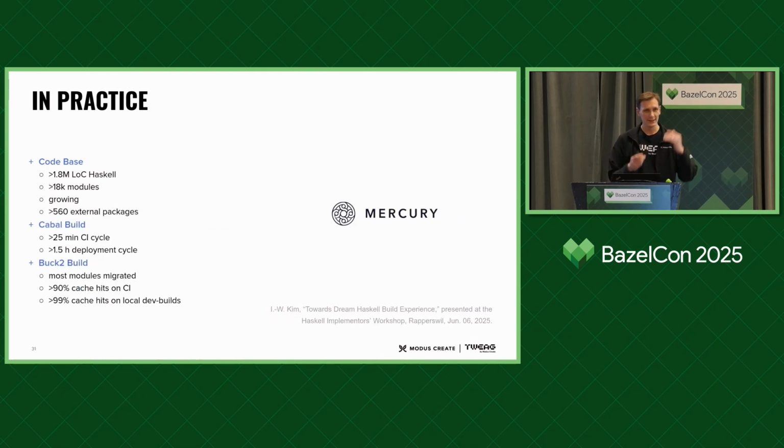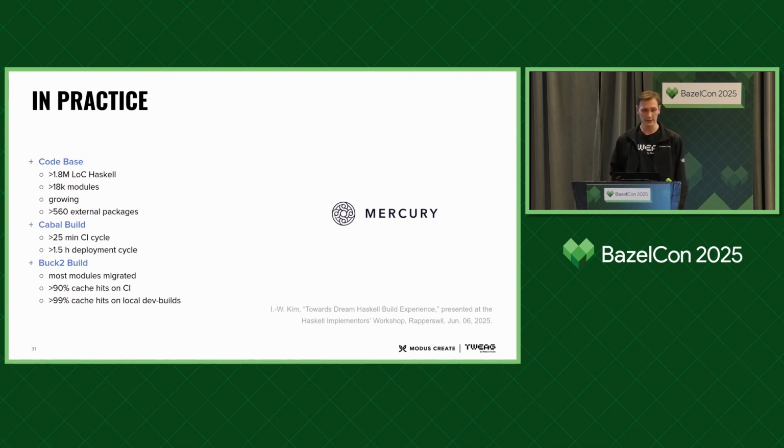And then, of course, the use case that the project was all about at Mercury is also a large Haskell code base, some 1.8 million lines, 18,000 modules, and growing. Cabal builds on CI take above 25 minutes, with deployment cycles above 1.5 hours. And with the Buck2 build there on CI, more than 90% of the actions are cached.